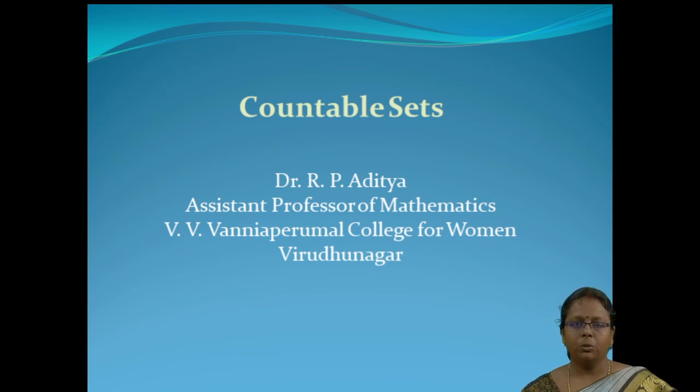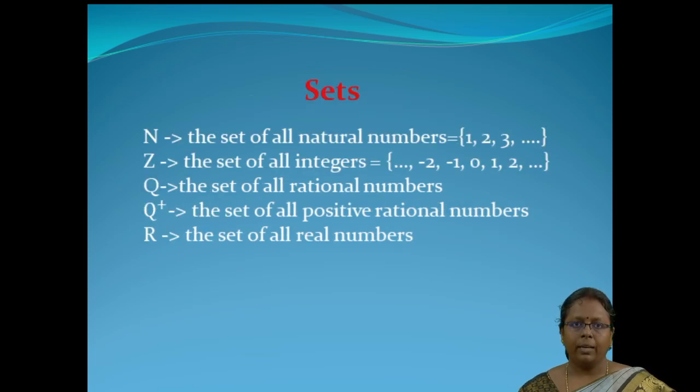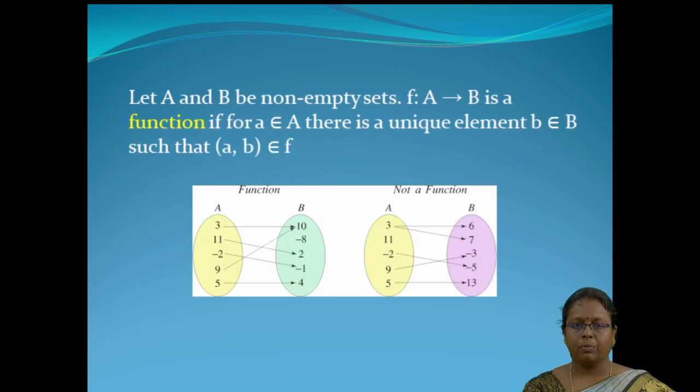In this video, the definition of countable sets and its examples will be seen. Also, the preliminaries needed for the understanding of countable sets will be seen. The sets: capital N denotes the set of all natural numbers, capital Z denotes the set of all integers, capital Q denotes the set of all rational numbers, Q plus denotes the set of all positive rational numbers, and capital R denotes the set of all real numbers.